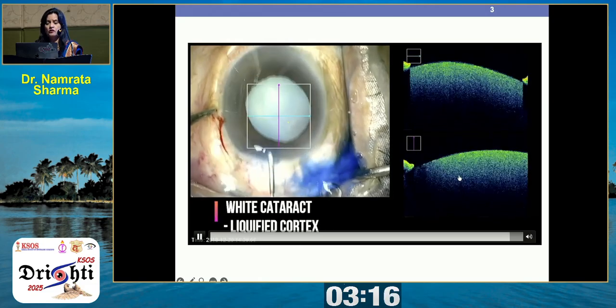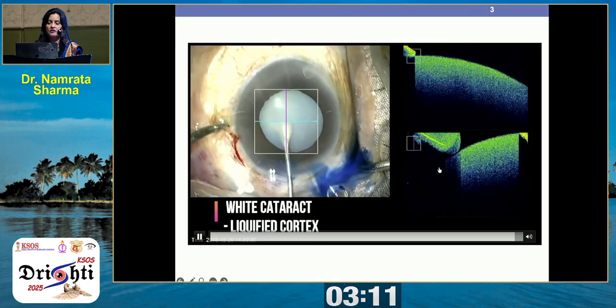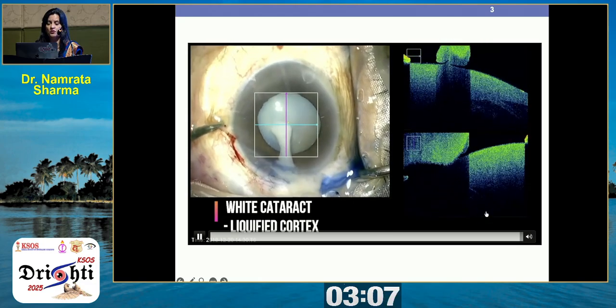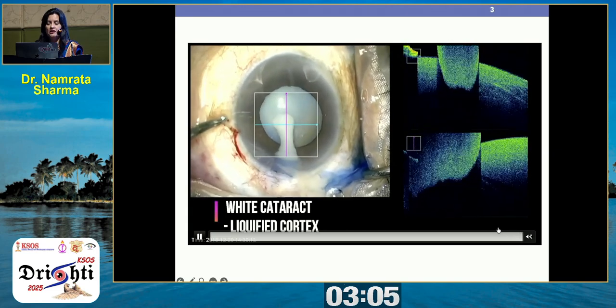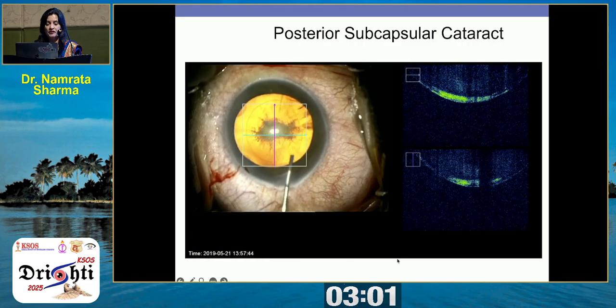So one can be absolutely sure that if you give a nick on this capsule, the fluid is going to come out. And you see the fluid coming out like a blob, which is coming over there, liquefied cortex. So these are some of the important findings or some of the important dynamics.